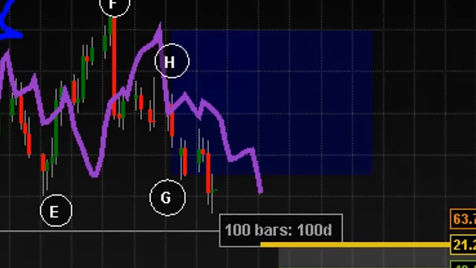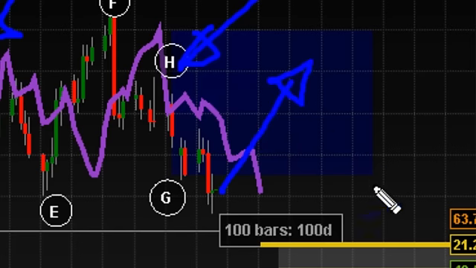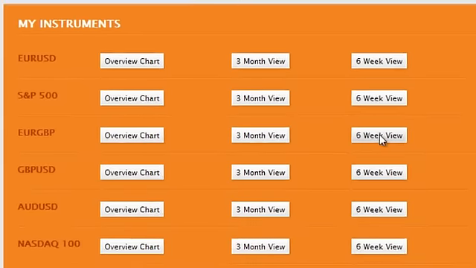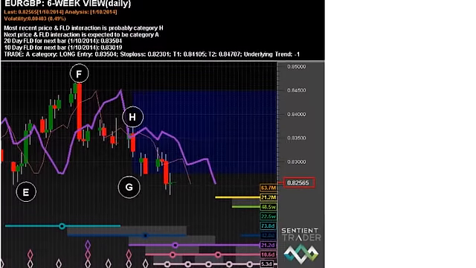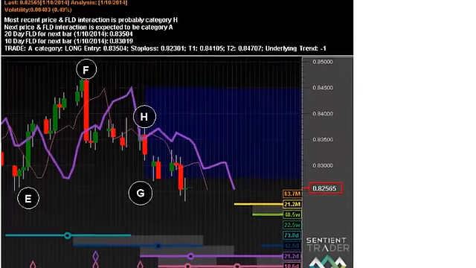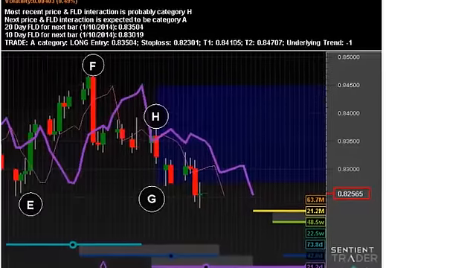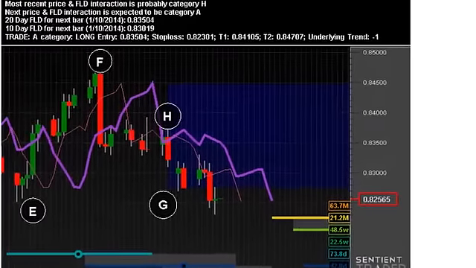On this chart, we can see the information that was presented to us in the email. There is our most recent interaction between price and the FLD, a category H interaction, and the next interaction is expected to be an A category interaction as price bounces out of the 80-day trough and rises upwards. We can then take a look at the 6-week view. Here we can see what the market has been doing over the past 6 weeks, and we can confirm that we are interested in taking advantage of this trading opportunity.